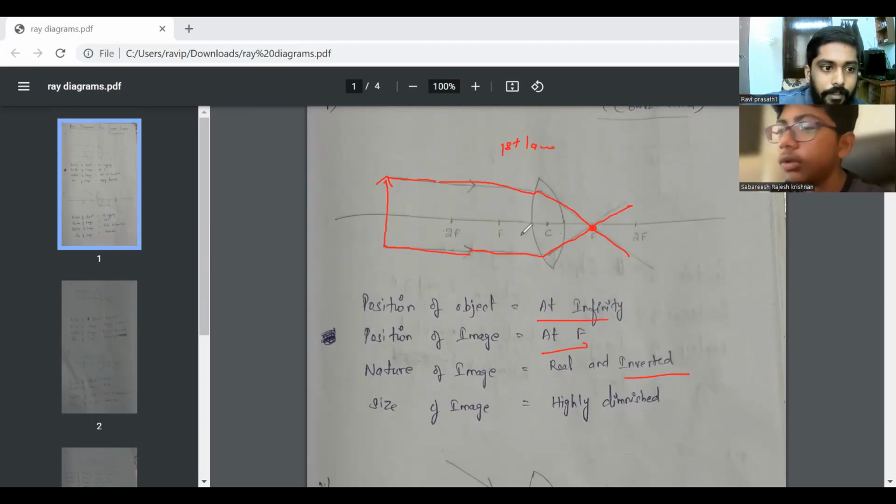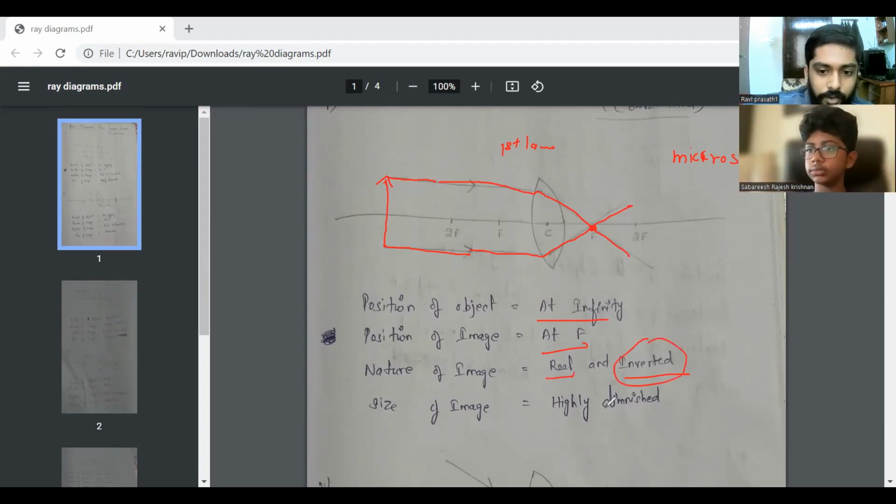Assume that you actually created one image practically like that. When you check it through your microscope, you'll still find that the image was inverted. So we consider it like that. Clear? And it's a real image because the rays are coinciding, and it is obviously highly diminished, very, very small.